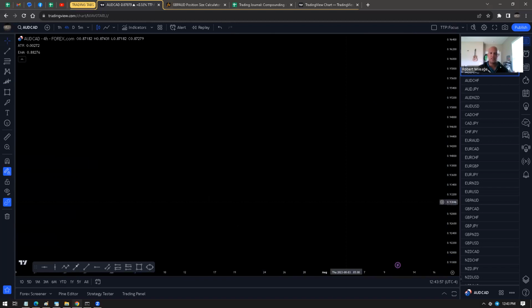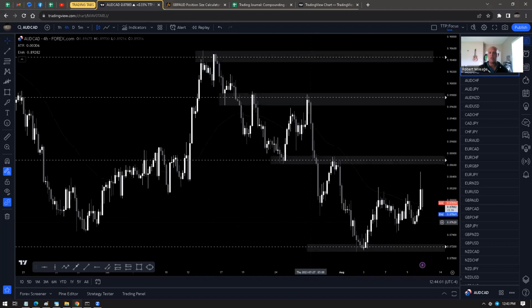And then let's go ahead and look at just an example here. So here we have AutoCAD. And in the past, we have a couple different areas that price has been to that we can look at to see how we could have managed everything to get into these possible trades. These were zones that I was actively looking at, and I may have taken a trade off one of these zones, but we're just going to look into this right now.